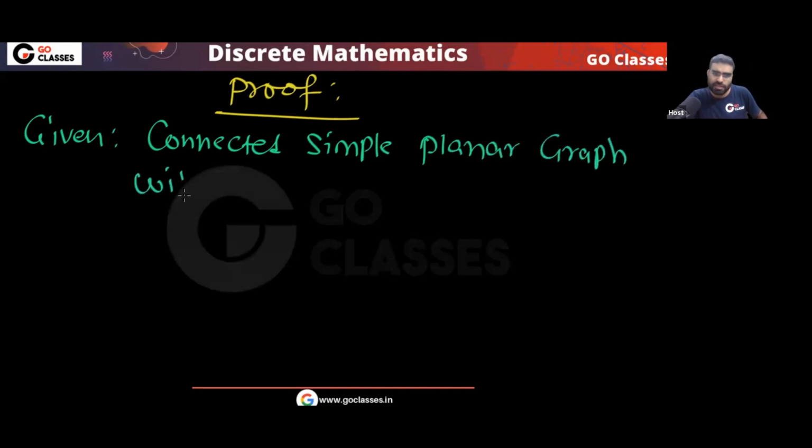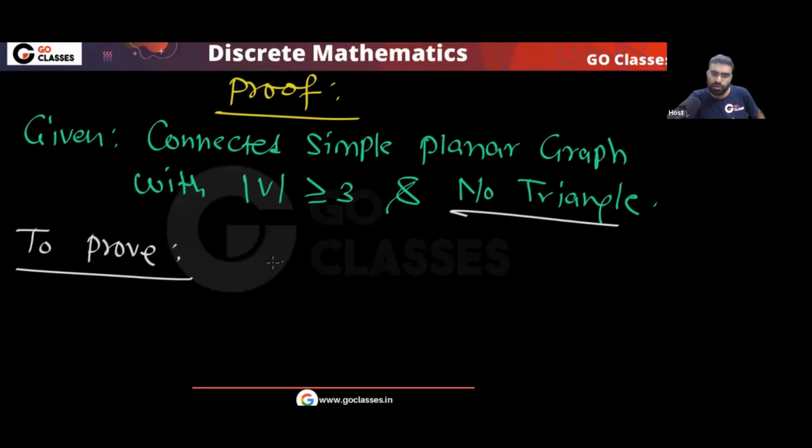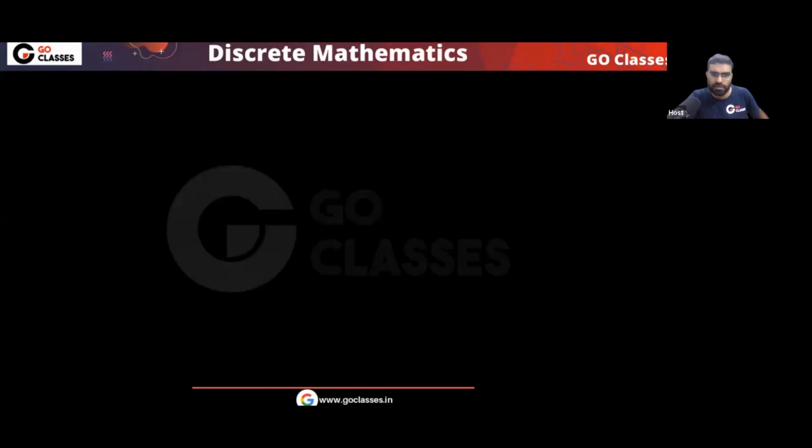With at least 3 vertices and no triangle. There is no triangle in your graph. This type of graph you have, there is no triangle. And what do you want to prove? We want to prove that the number of edges will be less than or equal to 2v minus 4. This is what we want to prove. So can you prove it? Yes, you can easily prove it.